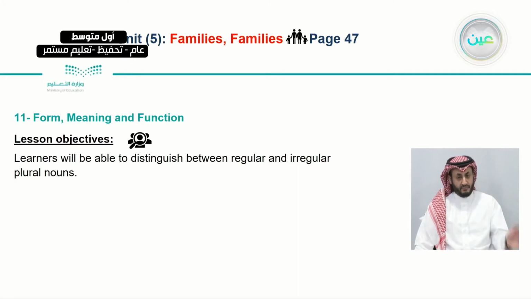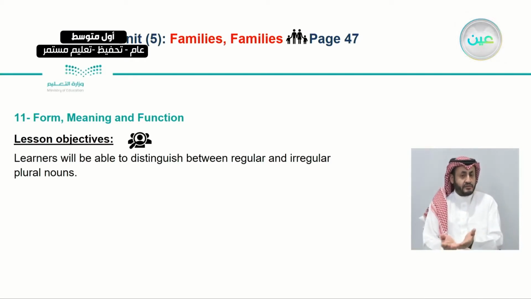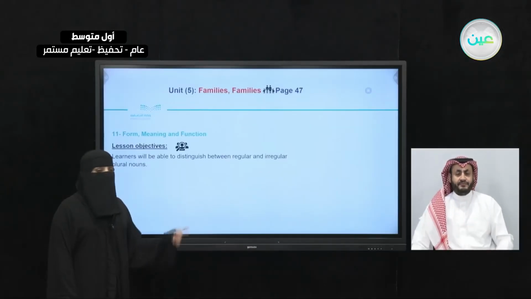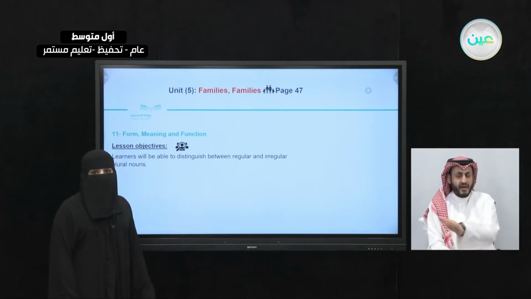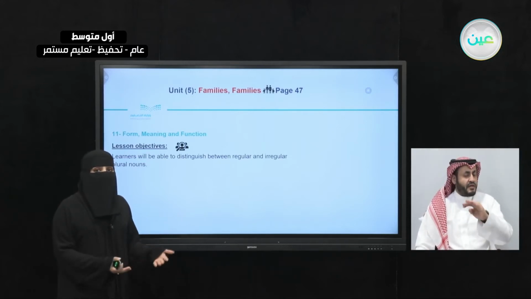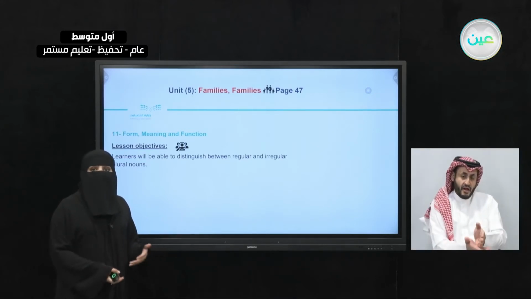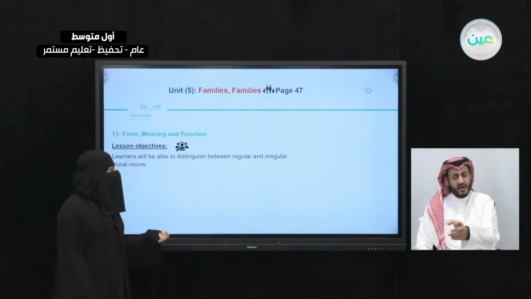In today's lesson, form, meaning and function. Lesson objectives. Learners will be able to distinguish between regular and irregular plural nouns. What does regular and irregular mean? Any ideas? Good job. I can hear you. Regular means normal. Irregular, abnormal, or they have special cases. Okay, let's have a look and see.